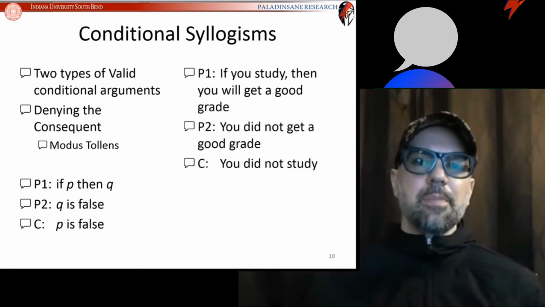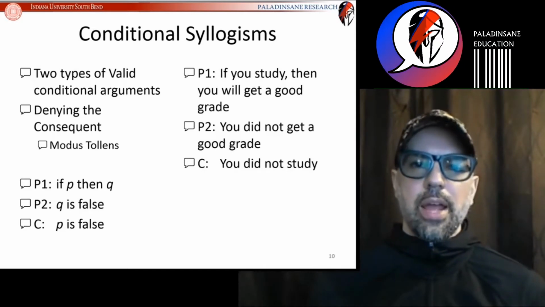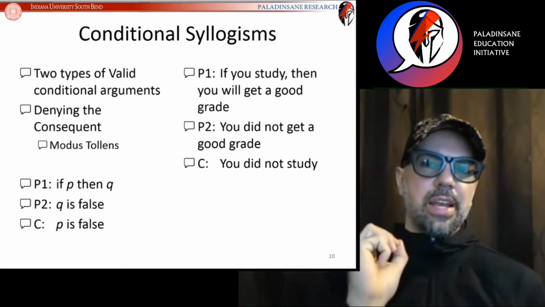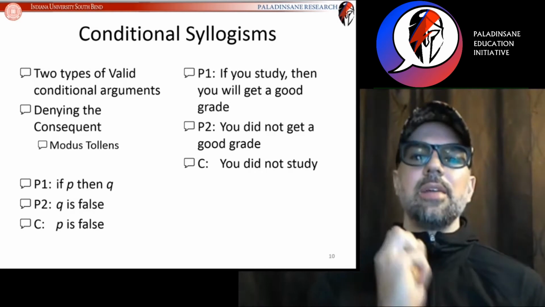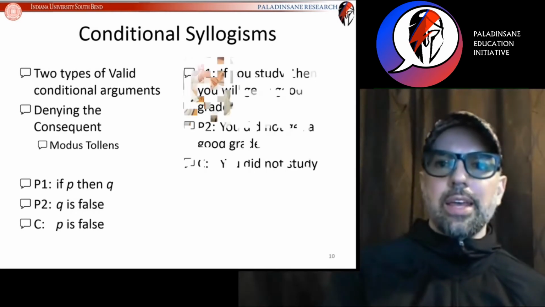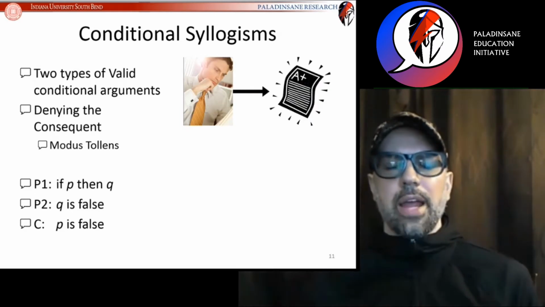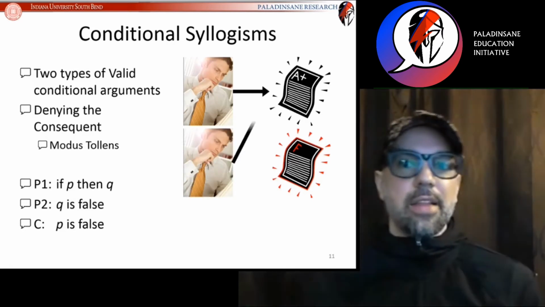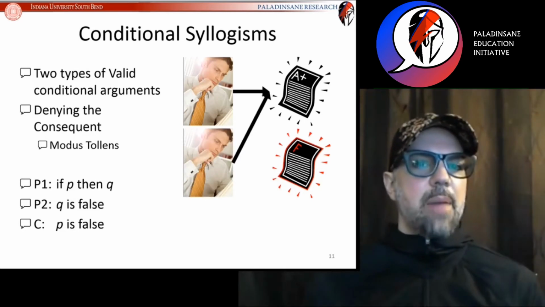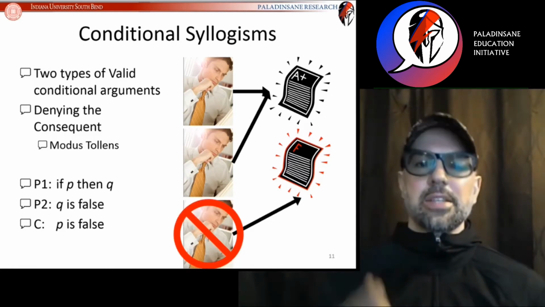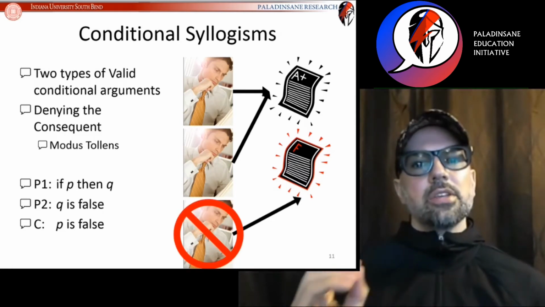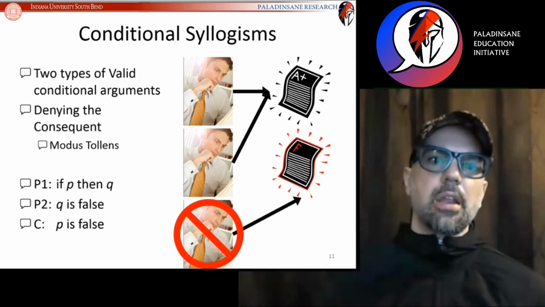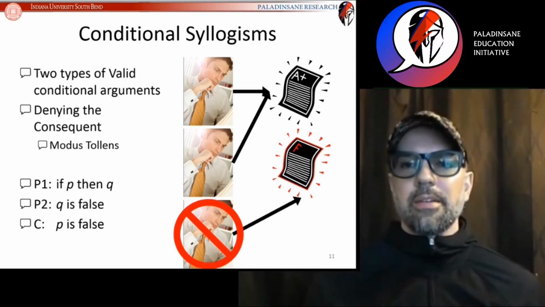Let's put some context on it. Premise number 1, if you study, then you will get a good grade. Premise number 2, you did not get a good grade. If those two premises are true, then it is guaranteed that the conclusion was you did not study. Because the rule is, if you study, then you will get a good grade. You did not get a good grade. That means that you couldn't have studied, because if you studied, you would have gotten that good grade. So something else must have happened. You must have not studied, because that's the only way that you would get a poor grade. So that again locks in that conclusion. Those two premises, if true, lock in the conclusion, and that's what makes this a valid argument.